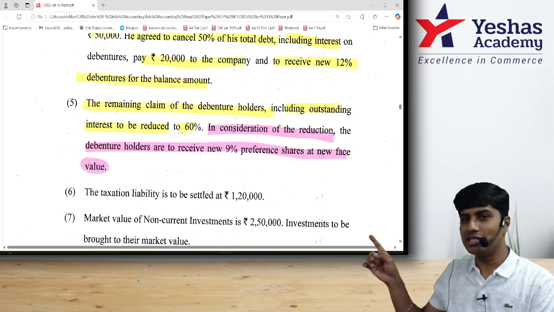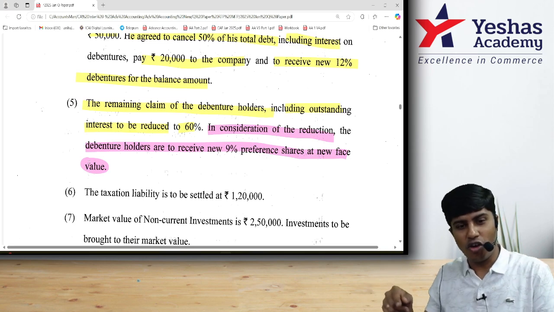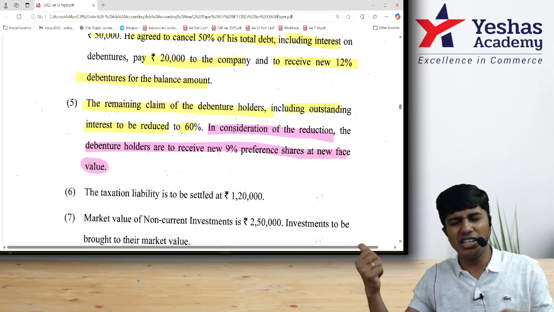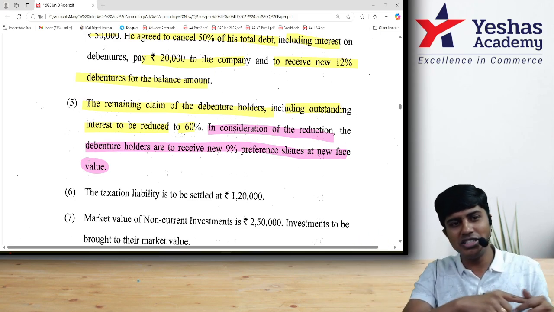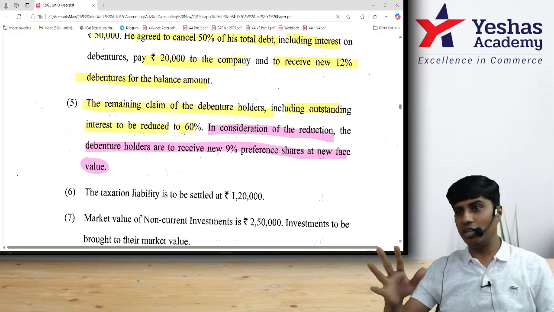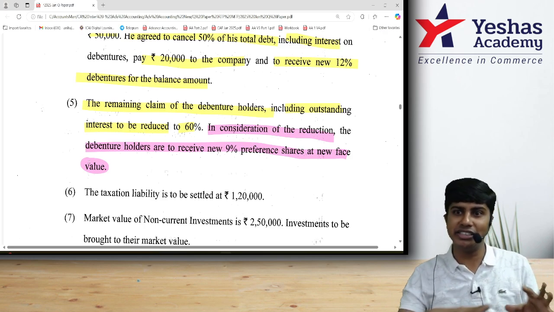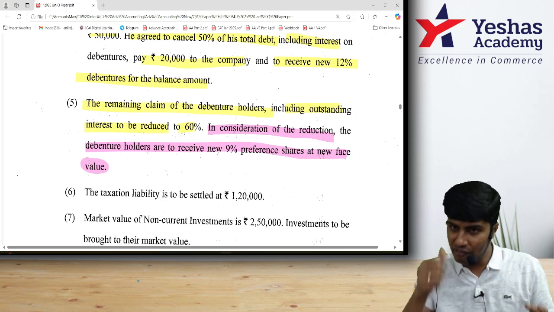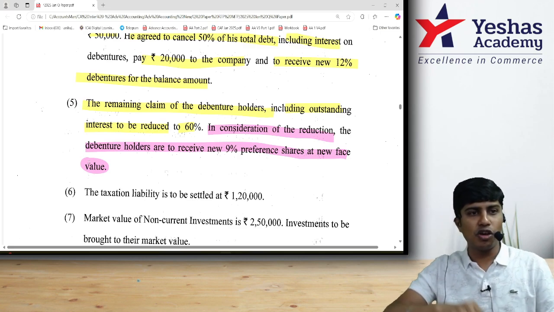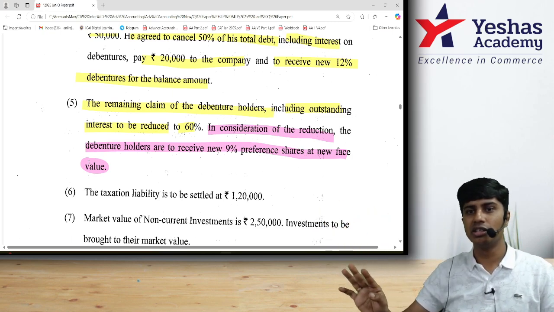Are these 9% new preference shares given for that 60% what they gave up, or is it for that 40% what they gave up, or is it for the balance 60%? It is for the balance amount is my interpretation, based on the understanding of all the questions that I have done. I have one more stronger reason why this is right. Let's say for the 40% reduction only you are giving this.